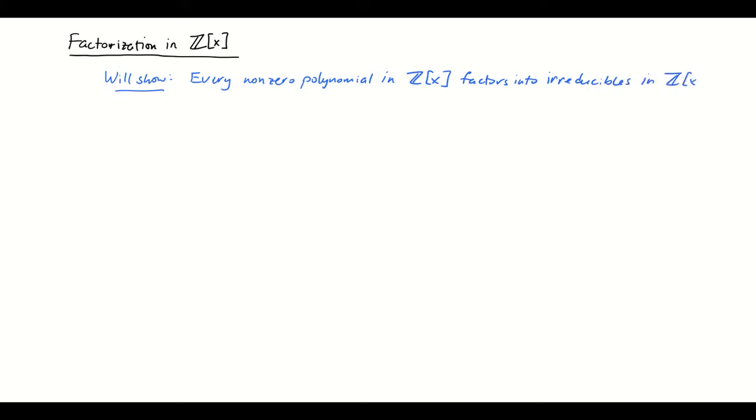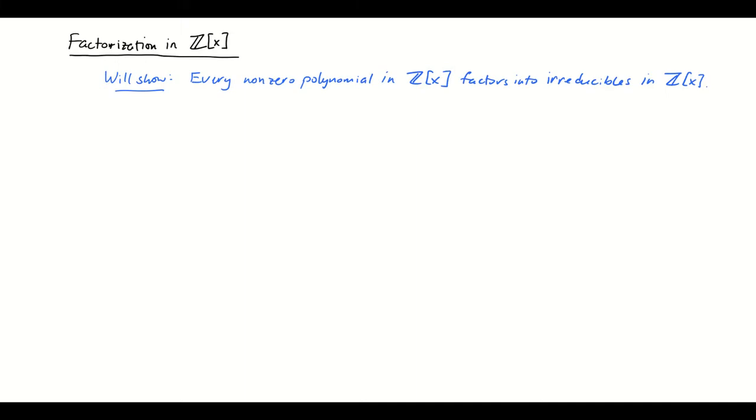In this video, we're going to talk about factorization into irreducibles in Z adjoint X. And in particular, we will show that every non-zero polynomial in Z[x] factors into irreducibles in Z[x].